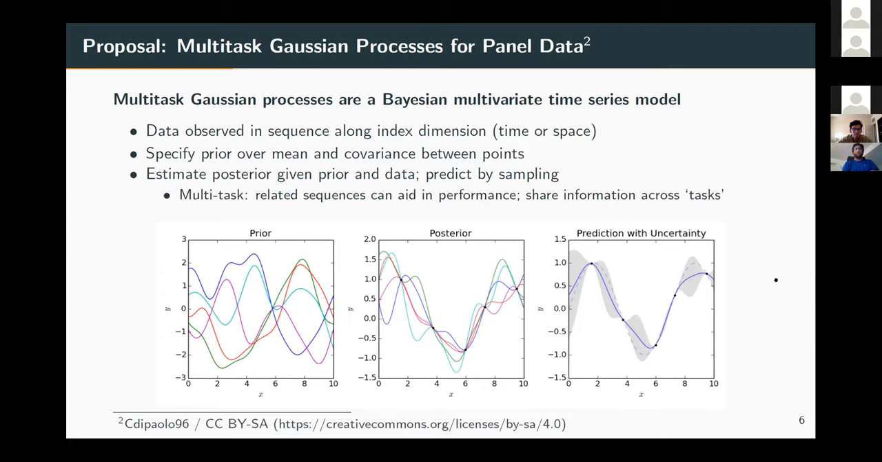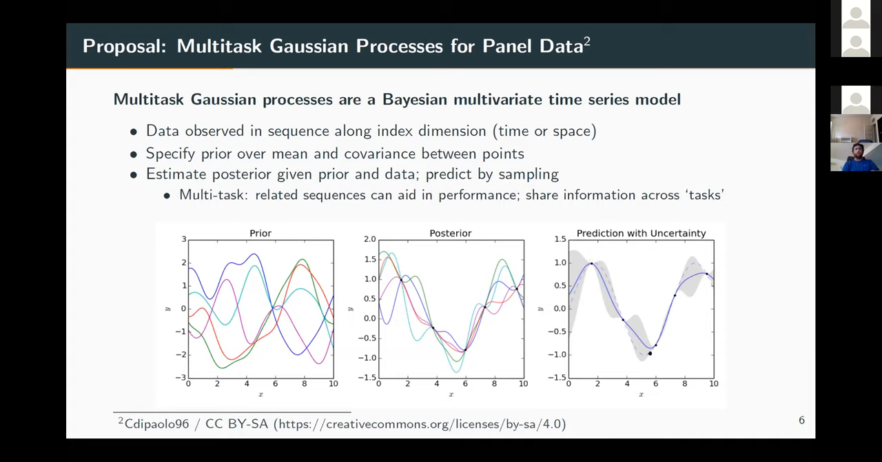Multitask Gaussian processes are a Bayesian multivariate time series model. As I mentioned before, we're going to assume that we observe data along some index dimension. In this case, we'll be using time. People have used these for geostatistics and thinking about the relationship between things that are related in space. The method at a high level entails specifying a prior over the mean and the covariance between points over time, and then estimating a posterior predictive distribution of the outcome of interest and sampling from that posterior predictive distribution.